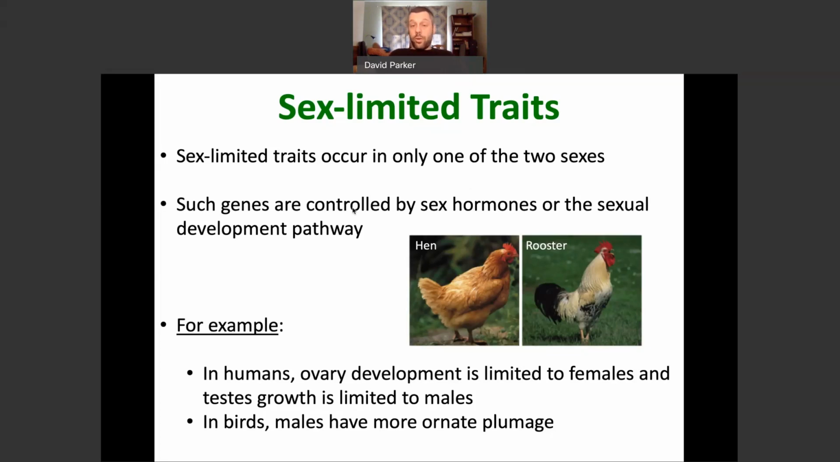In humans, ovary development is limited to females. Testes development is limited to males. That's because of the sexual development pathway. There's also things like strong facial hair. That's also limited mostly by sex. That's due to sex hormones. In birds, as you probably know, like in this example of chickens, the males often have extravagant, more ornate plumage. That is an example of a sex-limited trait. Again, that's not sex-linked, it's just limited by sex.